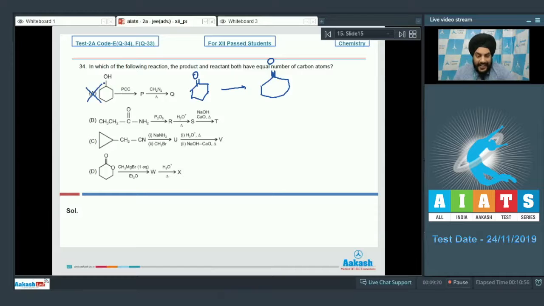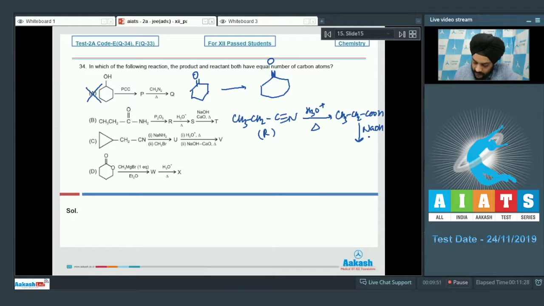So students, the number of carbon atoms has increased in this case, so this is not going to be an answer. If we talk about the second reaction now, we have an amide reacting with P2O5. So the P2O5 is going to dehydrate this amide to form the cyanide. So the product R which will be formed is CH3CH2CN. Okay, this is R. R is allowed to react with H3O+ in presence of heat. This is going to form the carboxylic acid. And further, when it is allowed to react with NaOH, this is the soda lime decarboxylation. So we're going to have the formation of ethane. So the number of carbon atoms has changed in this case as well.